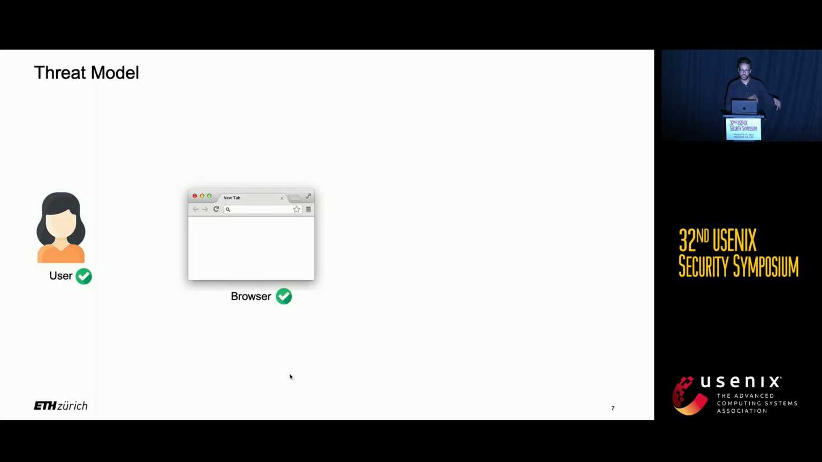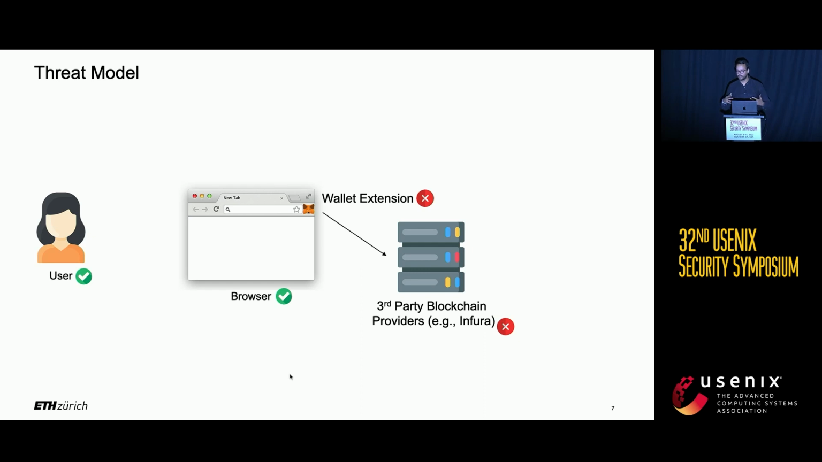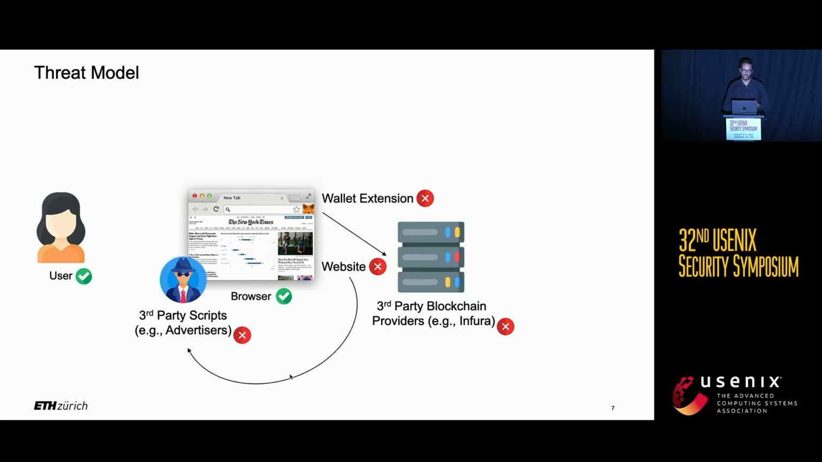We trust the user and we trust the browser. Who we don't trust is the wallet extension. Now, this wallet extension typically interacts with the blockchain via an API, so via a third-party blockchain provider. So this provider we also do not trust. Then the website that the user visits, we also do not trust. We don't know what the website does with all the data. And then finally, the website can also include some third-party scripts that we are not aware of, like advertisers. So those third-party scripts we also don't trust.